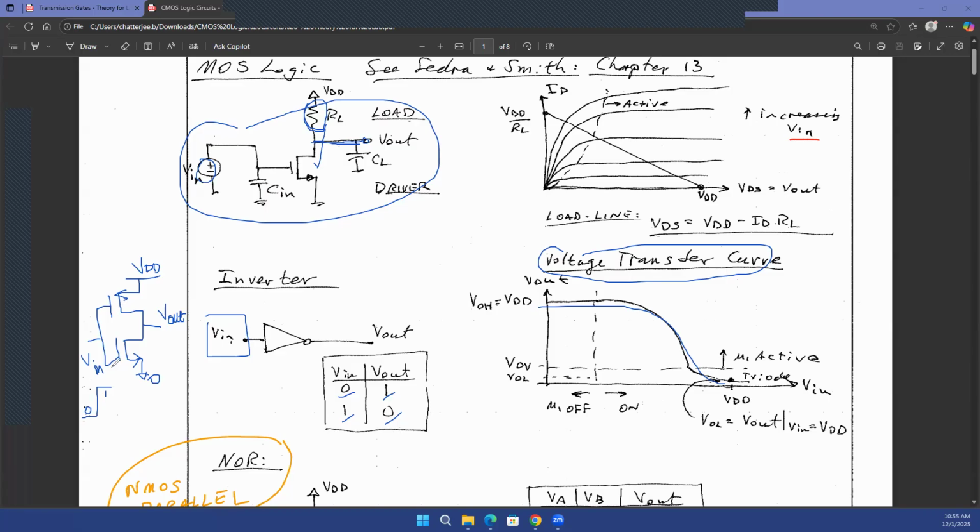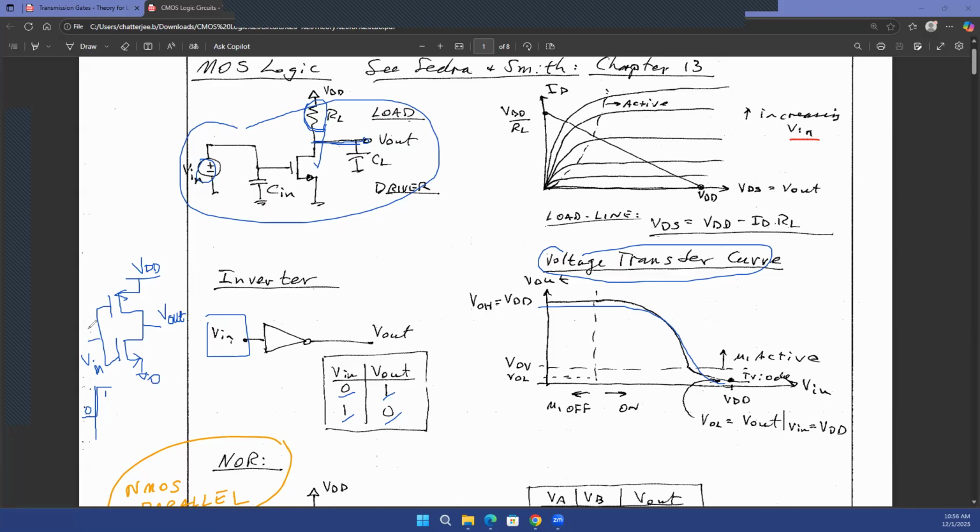The gate to source voltage of the NMOS, the bottom transistor, was initially 0 volt, because initially Vin was 0. So up to this point, Vin was 0 and source was also 0. So your VGS was 0. That means initially this NMOS transistor was off.